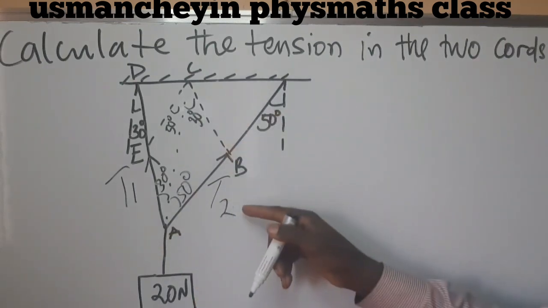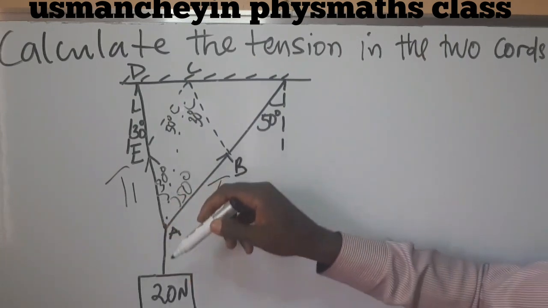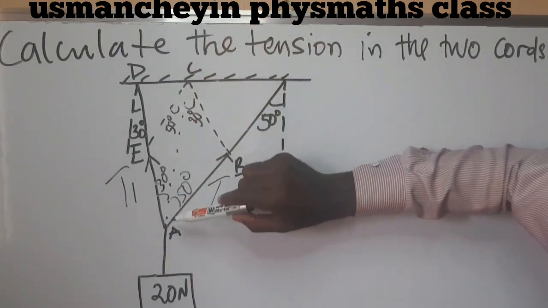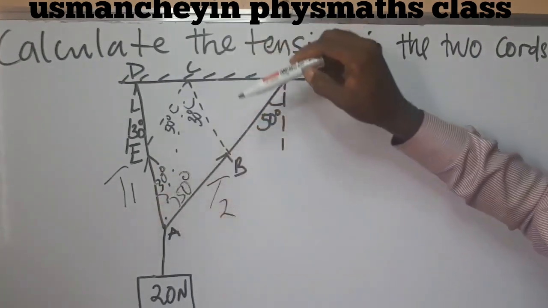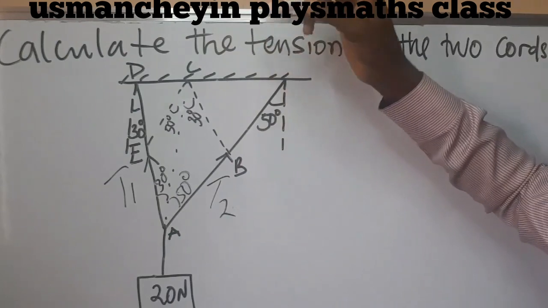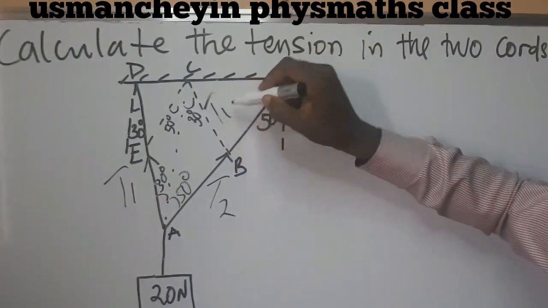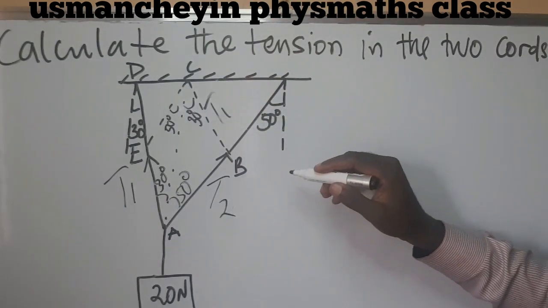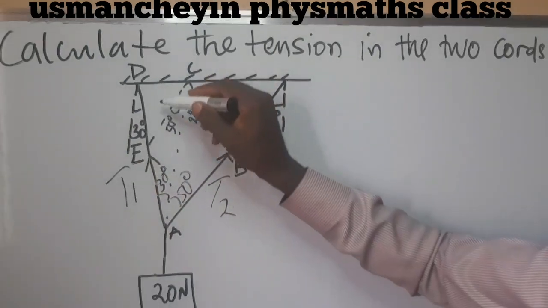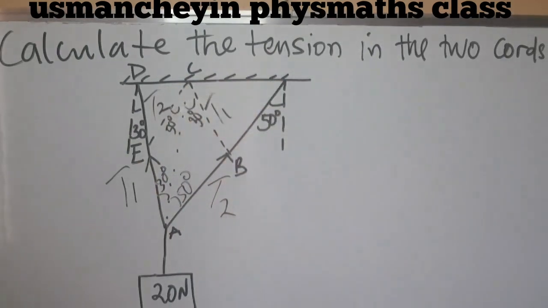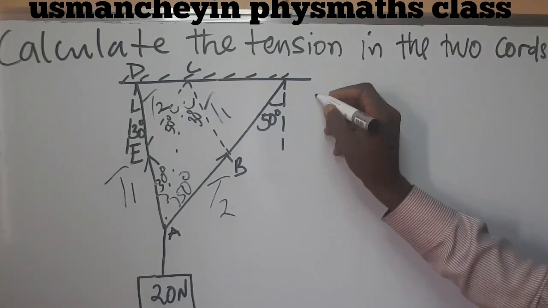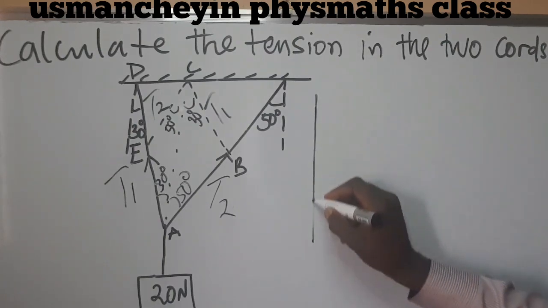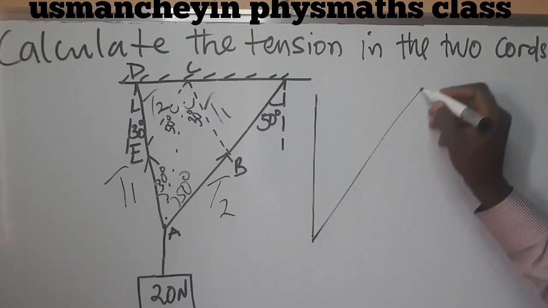Then again, there is something very important I would like to share with you here. If line AE is T1, then it simply means that line BC will also be T1 because this is a parallelogram. So line EC will also be what? T2. So considering triangle ABC, we're just going to have something like this.